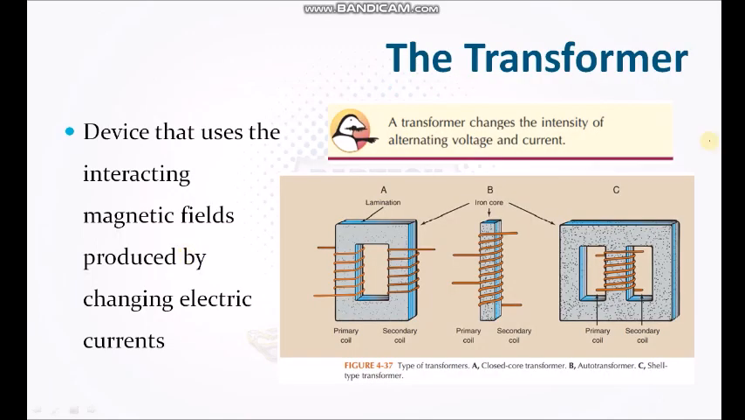Okay, so next we have the transformer. Transformers change the intensity of alternating voltage and current. So the transformer is a device that uses interacting magnetic fields produced by changing electric currents. Okay, so like for example, kanina you have a solenoid. So nakita po sa nato dre, this is a solenoid.